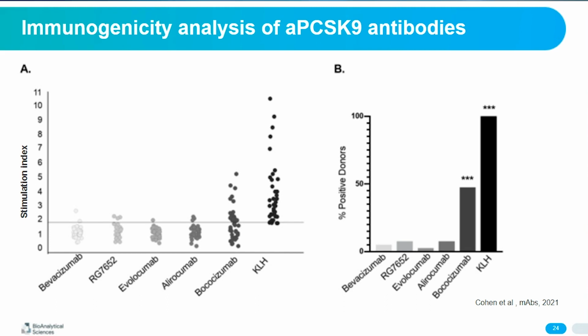If we look at panel B, for example, when we plot it to a graph, you can see here that bococizumab had much more positive donors than all the rest of the anti-PCSK9 antibodies and much higher than bevacizumab, suggesting that bococizumab will have high ADA in the clinic.